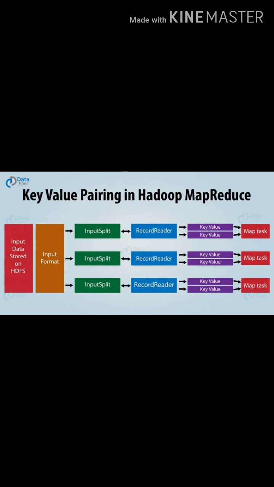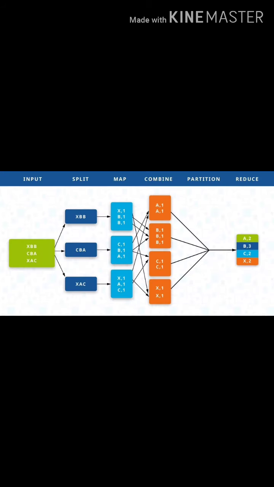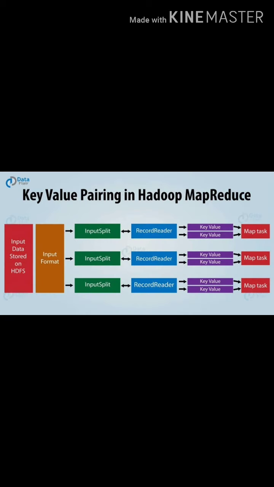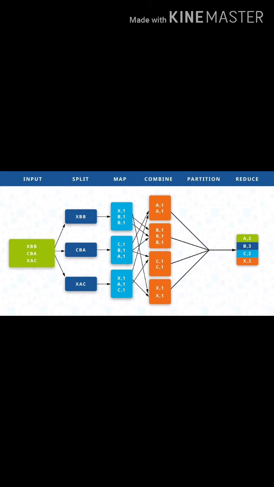The task tracker's responsibility is to send the progress report to the job tracker. The task tracker also periodically sends a heartbeat signal to the job tracker so as to notify it of the current state of the system. Thus, the job tracker keeps track of the overall progress of each job. In the event of task failure, the job tracker can reschedule it on a different task tracker.